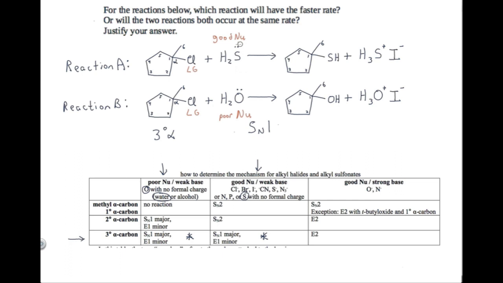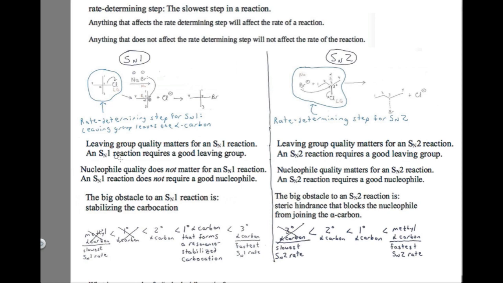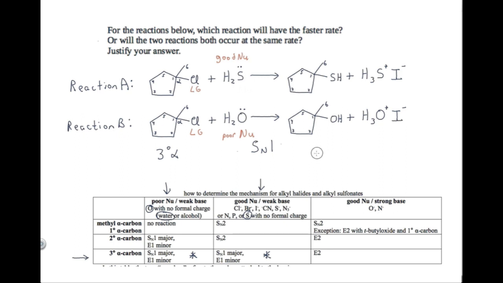But wait, does nucleophile quality matter for an SN1 reaction? No. We've learned that nucleophile quality does not matter for an SN1 reaction because the nucleophile does not participate in the rate-determining step for an SN1 reaction. Nucleophile quality does not matter for an SN1 reaction. So we expect that even though reaction A has a better nucleophile than reaction B, reaction A will occur at the same rate as reaction B because the nucleophile quality doesn't affect the rate for SN1.